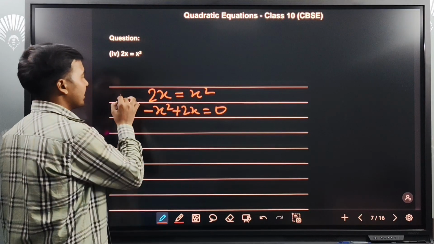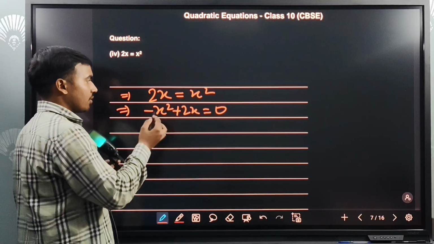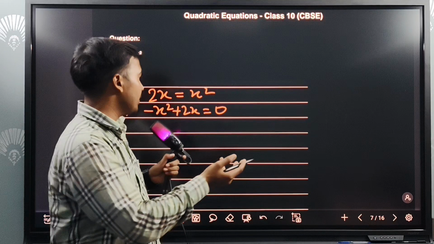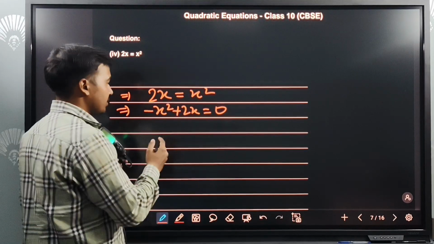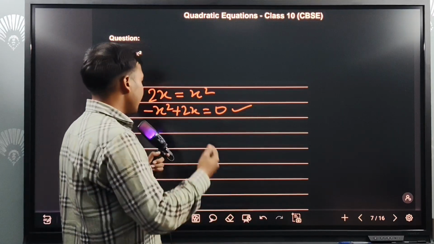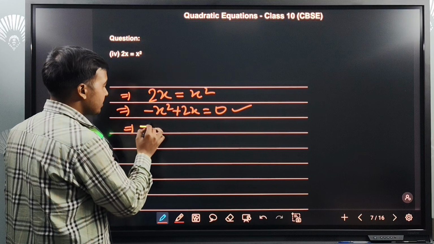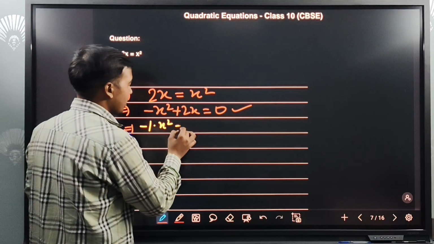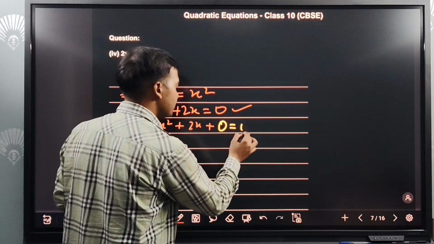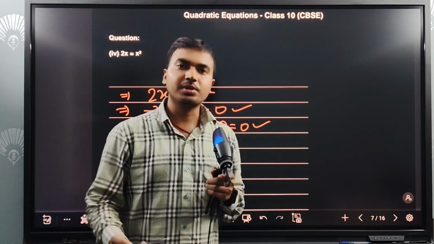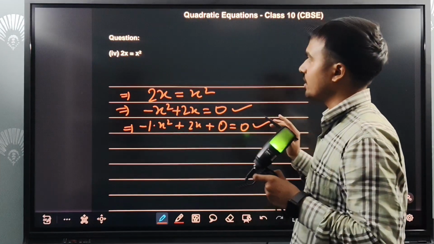You can put the implies sign. Whenever there is equals to, you can put the implies sign because on comparing we use this sign. You can leave it in this form also, because you can also write it as minus 1 x square plus 2x. Instead of c, you can write 0 is equals to 0. Since it is of the form ax square plus bx plus c, yes, it is a quadratic equation.